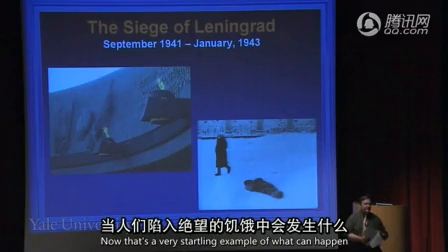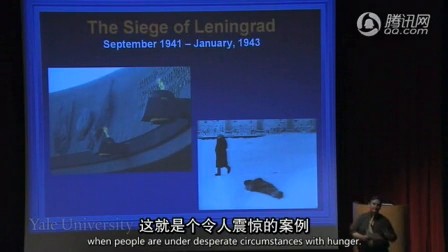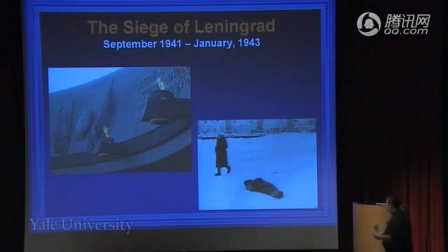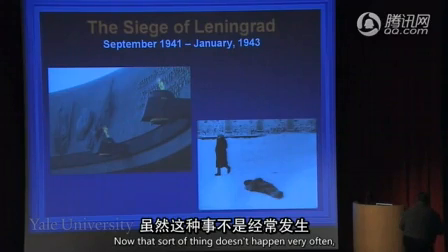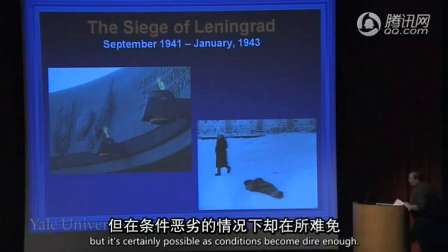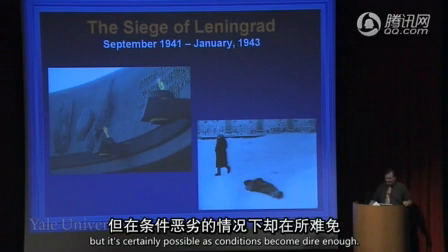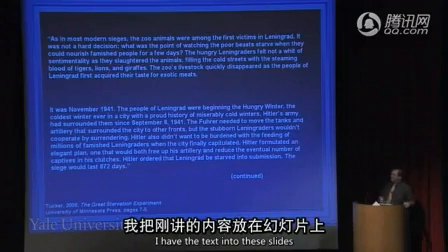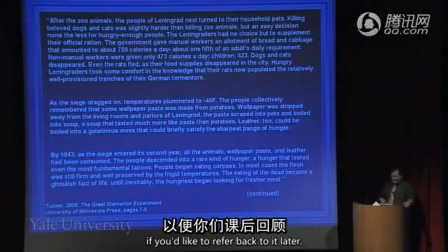Now that's a very startling example of what can happen when people are under desperate circumstances with hunger. Now that sort of thing doesn't happen very often, but it's certainly possible as conditions become dire enough. And I have the text in these slides if you'd like to refer back to it later.